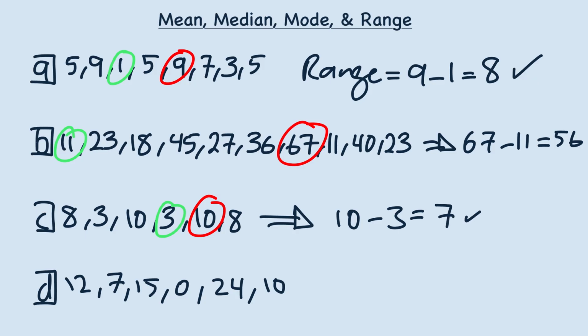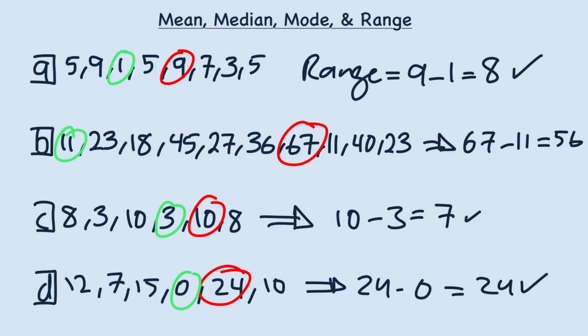The last example, try to solve it, then check your answer. So the largest number is 24 and the smallest number is 0. So we have 24 minus 0 equals 24. And this is the range.